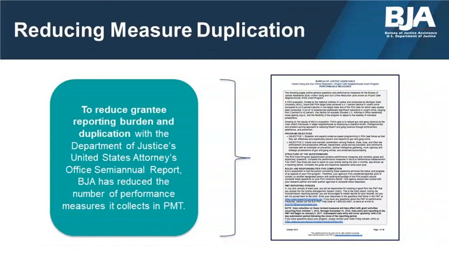Grantees who have previously reported on PSN measures may notice some changes to the questions listed in the PMT. To reduce grantee reporting burden and duplication with the Department of Justice's United States Attorney's Office semi-annual report, BJA has reduced the number of performance measures it collects in PMT since this information is now being tracked through the USAO semi-annual reporting. These changes are clearly marked in the PMT. Some questions that have been removed may still be visible, but they will be grayed out and you will not be able or be required to respond to them.